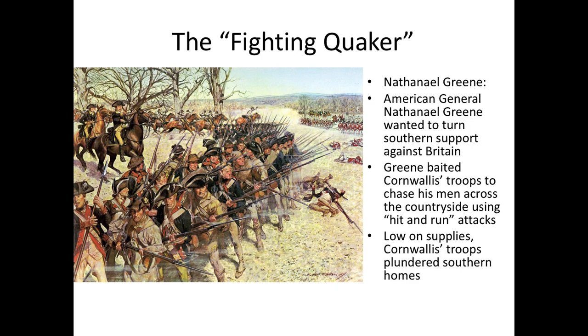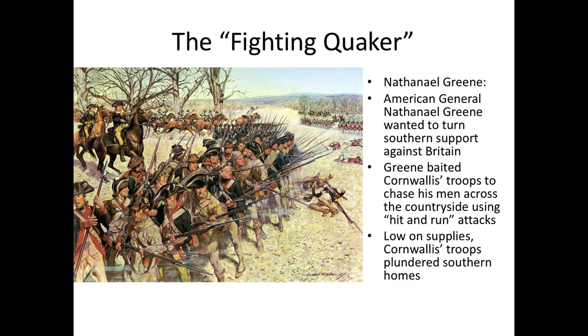So again, like I said before, now that Cornwallis has been baited into chasing Greene all over western North Carolina, his men are going to run low on supplies, and they're not close to the coast. They can't go get a resupply at, say, Charleston. And so they're going to have to plunder and loot the southern homes. And if they came across slaves, they would offer them freedom in exchange for fighting on the British side. And that, of course, infuriates a lot of the American white colonists.